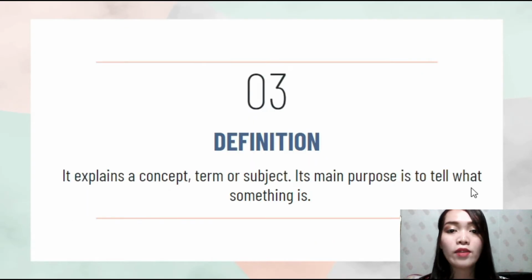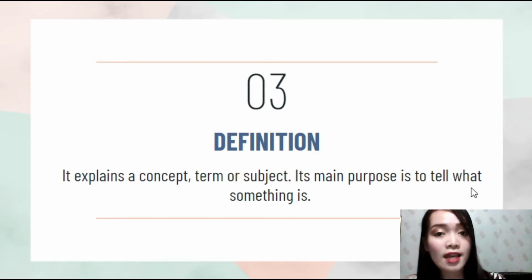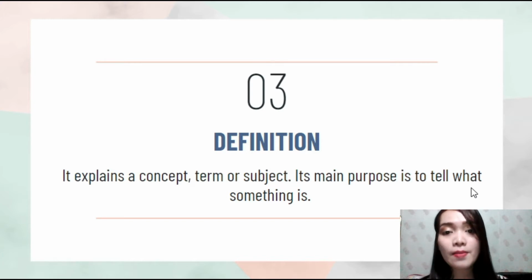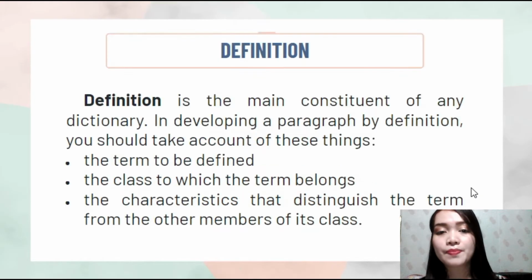Okay? Now let's proceed with definition. It explains a concept, term, or subject. Its main purpose is to tell what something is. So from the word itself, definition, you are defining something or some term. You are giving its meaning. Now, a definition is the main constituent of any dictionary.